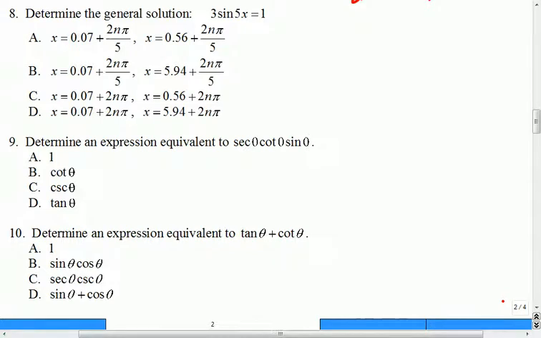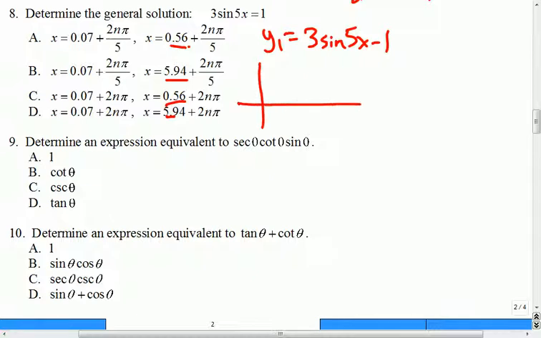Okay, for the next one, again, you're going to need to use your calculator, and here's the clue that it's a calculator question: look at the decimals in your answers here. So I would make this y1 equals 3 sine 5x minus 1, and then I would use my zero method to try and figure out what those intercepts were.